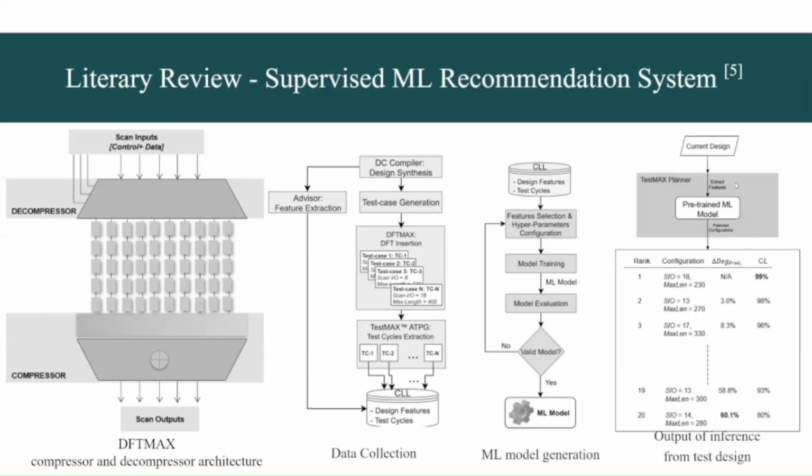And then here on the right, we can see an output for a given design that they put into a pre-trained machine learning model that they trained using these previous steps. The output will be different configurations ranked from best to worst. It will give the amount of scan input outputs and the max length, as well as two other figures. The first figure is the degradation. That is the percent amount more of test cycles that will be needed in order to get the right test coverage given a lower rank of configuration. And then CL is confidence level, and that is just making sure that the degradation, which is predicted, is as close as possible to the actual degradation that is occurring.